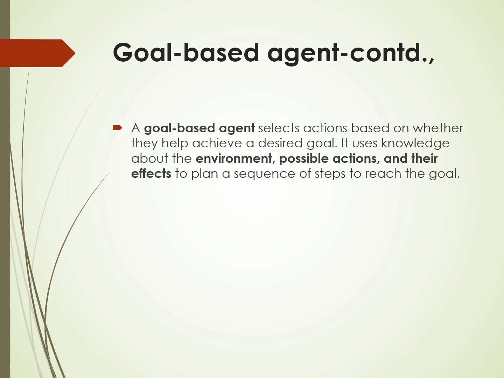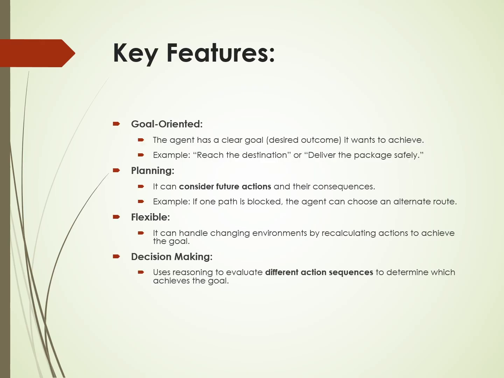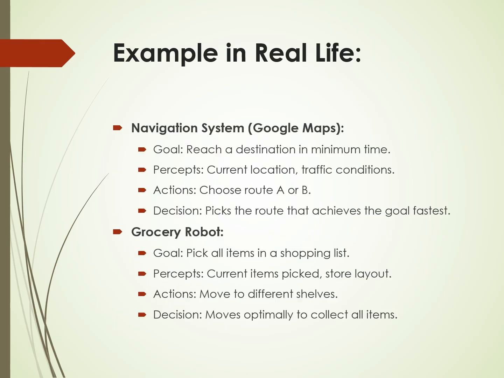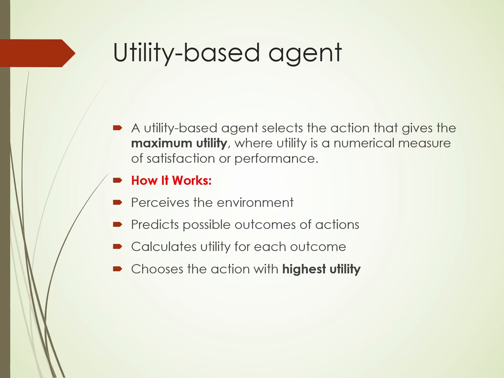A goal-based agent selects actions based on whether they help to achieve a desired goal. It uses knowledge about the environment, possible actions, and their effects to plan the sequence of steps to reach the goal. Key features are goal-oriented, planning, flexible, and decision-making. Real-life examples are navigation systems like Google Maps and a grocery robot.